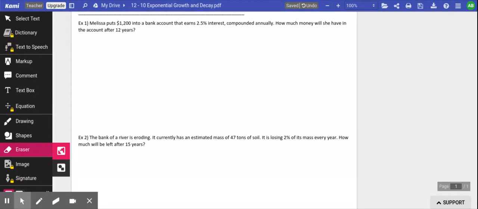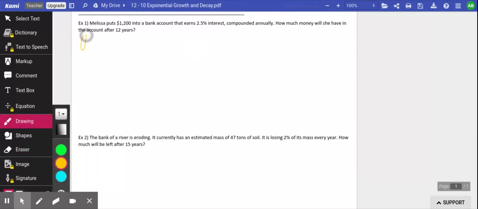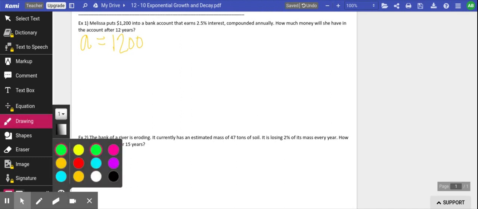Okay, so for two examples, our first one we have Melissa puts $1,200 into a bank account that earns 2.5% interest compounded annually. How much money will she have in the account after 12 years? So our first step is going to be to find our A value and our B value. To start, our initial value A is going to be that $1,200 that she starts with.